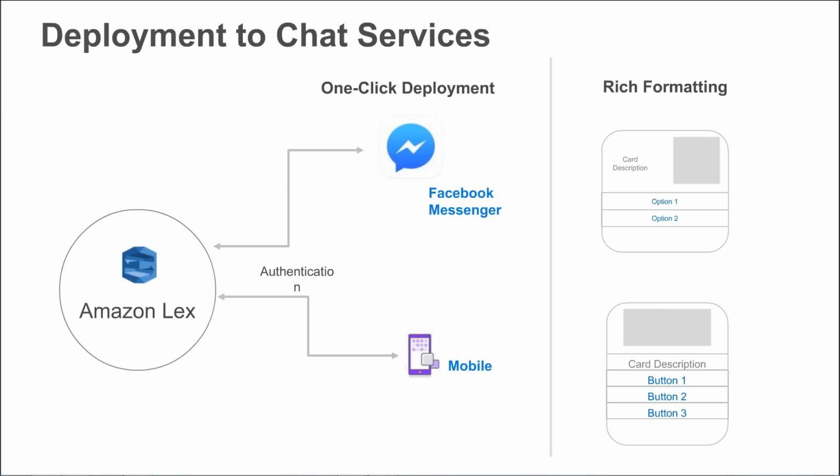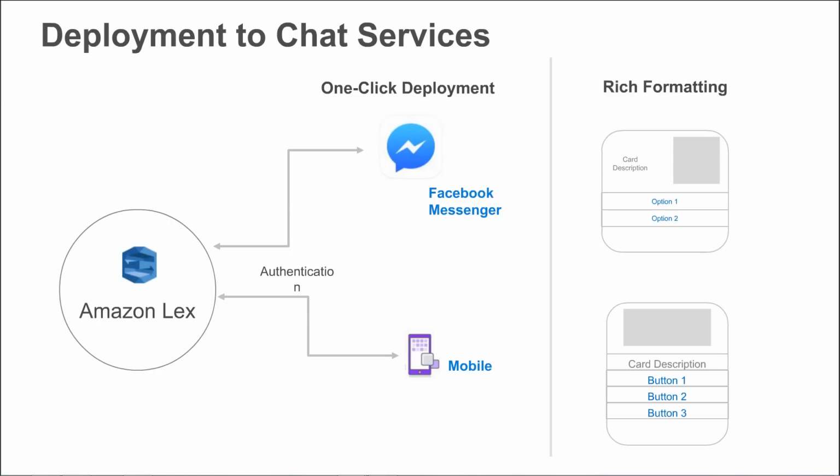Deployment to chat services. With one click and by just specifying a few details on the Amazon Lex Console, you're able to quickly deploy your bot to Facebook Messenger, and very soon you'll be able to do that with Slack and Twilio as well. You can also deploy a bot to mobile devices. We have tightly integrated with the Mobile Hub. If you go on the Mobile Hub, you will see a card to build conversational bots. All you need to do is click on it, and you will be able to see all the bots that you've already built in Amazon Lex. You pick the bot that you want to connect to, and you can download the client.